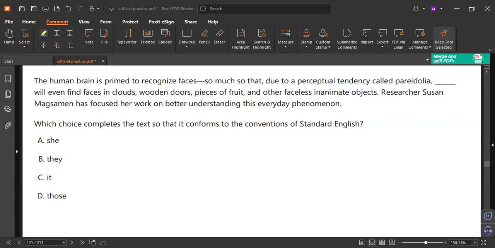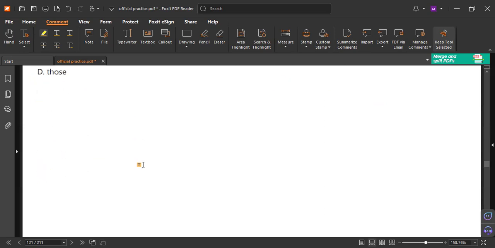Let me help. Is it B? D wrong. Always ask yourself, you need a subject. What will find the faces in clouds and wooden doors and pieces? What will do that? A human brain. So human brain singular, so it must be. That's it. Don't think it's the researcher or she. Be careful. Now, the next one.